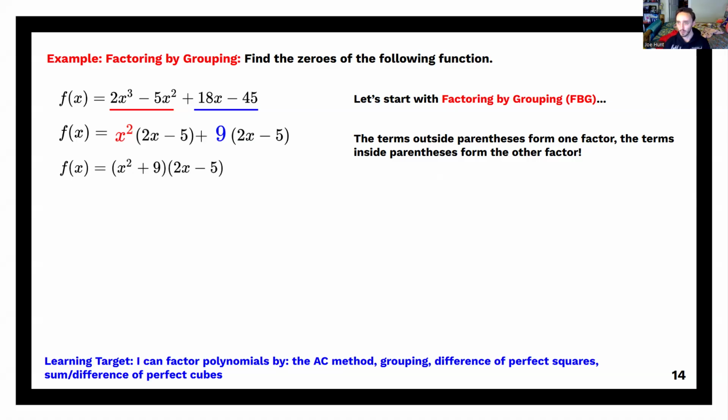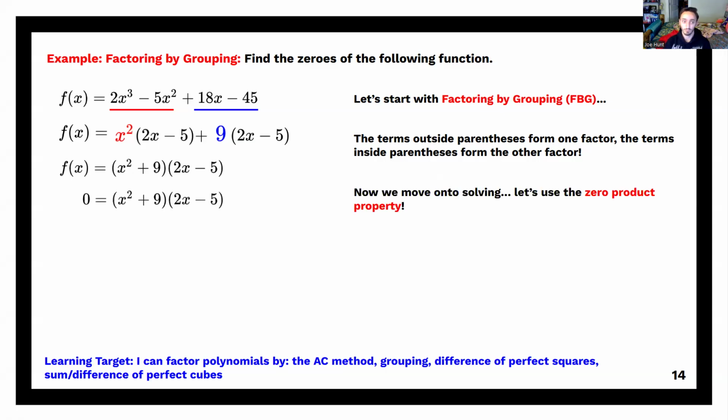Now, to use the zero product property, we want the function equal to 0. So oftentimes we have to set f of x, the dependent variable, equal to 0. So if x squared plus 9 times 2x minus 5 is 0, then that means either one of those factors is 0, and I should go from there to try and solve it out, right? Now, let's say that x squared plus 9 is 0. If I want to solve for x to the second, I could subtract the 9 and then take the square root. But what you'll notice here is that you're not going to get real numbered solutions out of this.